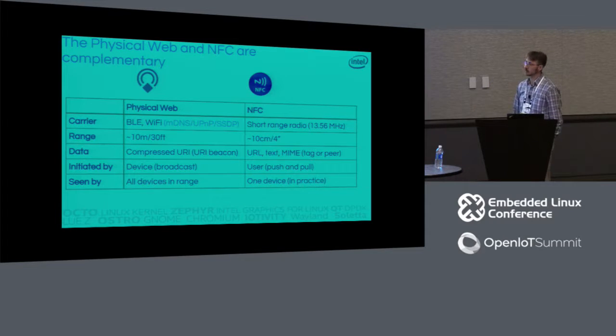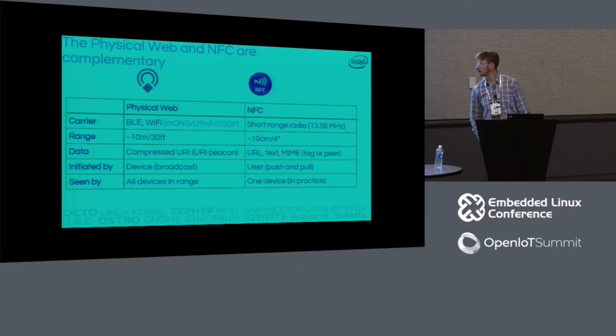But here I'd like to present how complementary NFC and the Physical Web are. So basically, the Physical Web is running on Bluetooth Low Energy, but it can also work in Wi-Fi with mDNS discovery or UPnP or SSDP, whereas NFC is a short-range radio. It's like an order of magnitude difference. The data is a compressed URI in the case of the Physical Web, but NFC can carry URL, text, and internet media types on NFC tags that are like this, with small stickers, or NFC peers that are devices like this phone that supports NFC, or a USB dongle that supports NFC.